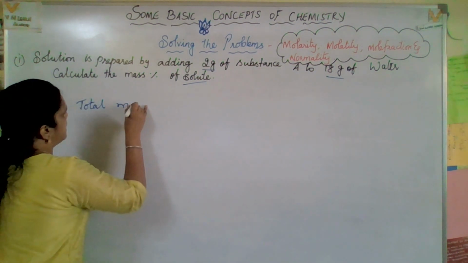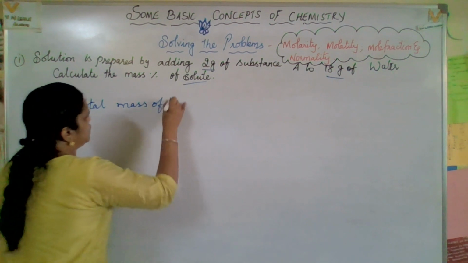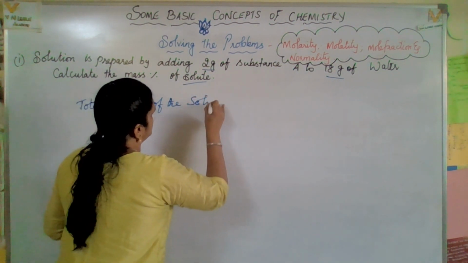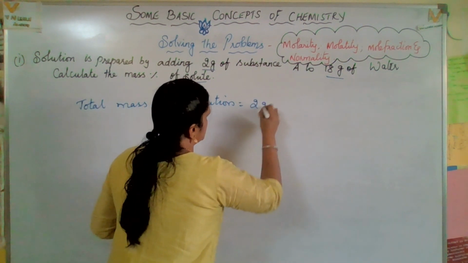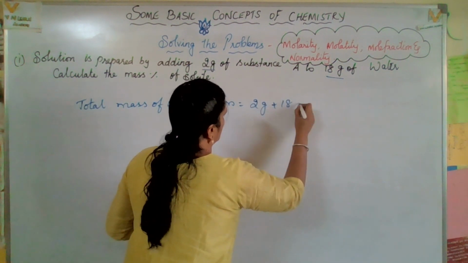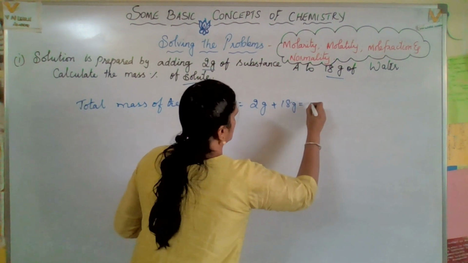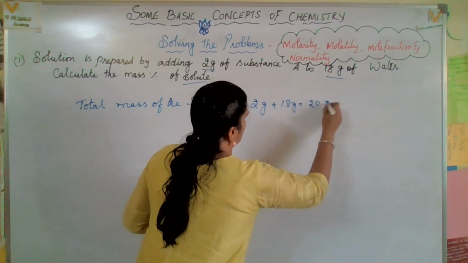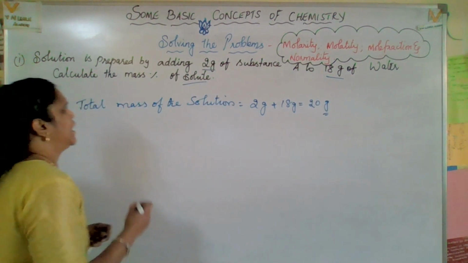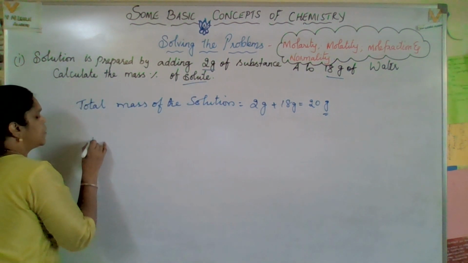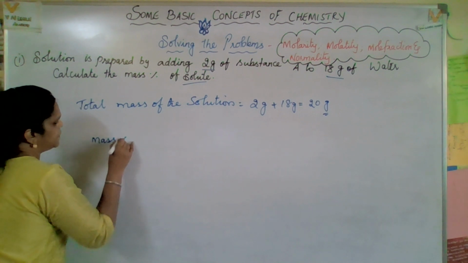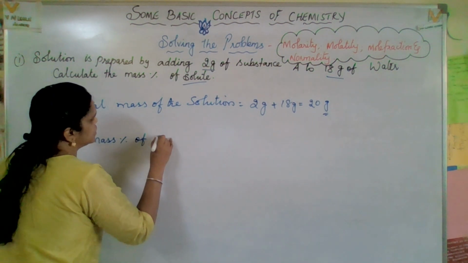Total mass of the solution. How much? 2 grams plus 18 grams of water, so you will get 20 grams of the solution. Now calculate the mass percentage of solute.